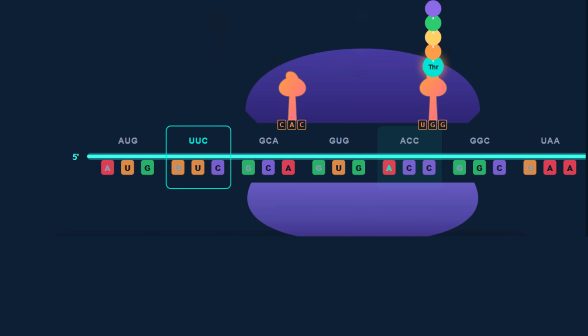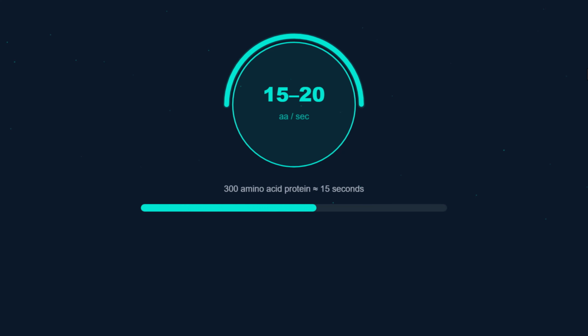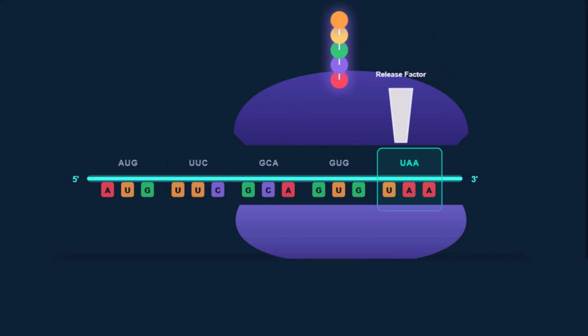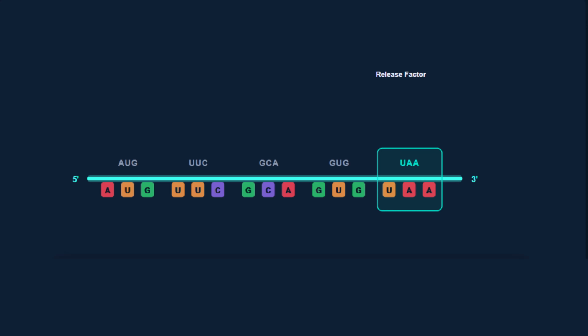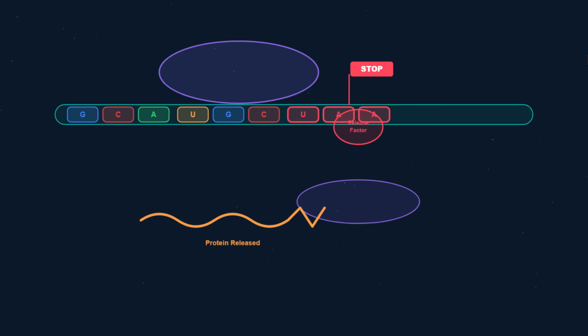The protein chain extends. In bacteria, the ribosome moves along the mRNA at about 15 to 20 amino acids per second. When the ribosome reaches a stop codon, UAA, UAG, or UGA, translation ends. The protein is released. The ribosome subunits separate.